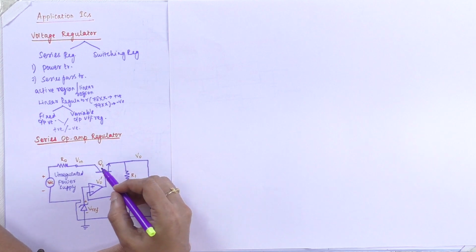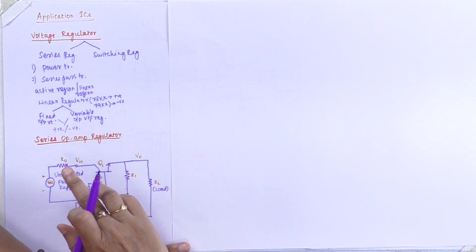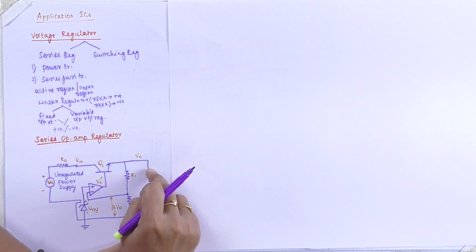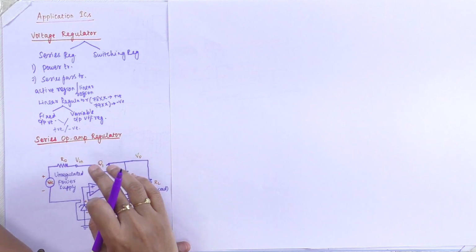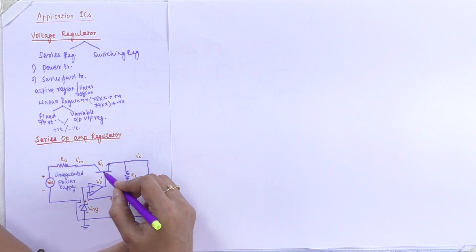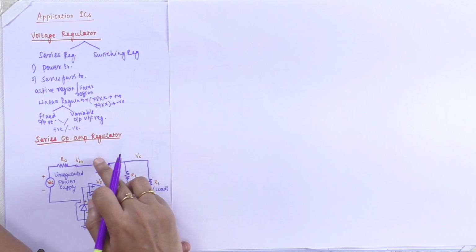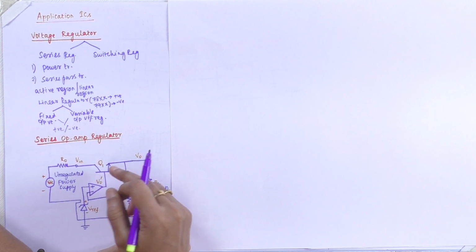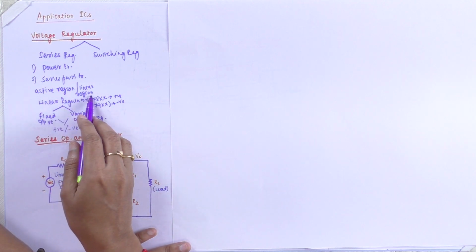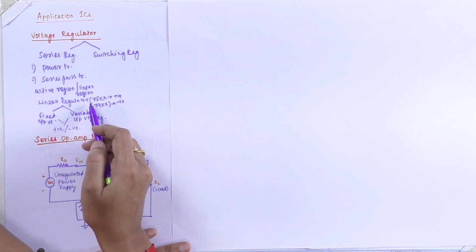As I mentioned, the power transistor is connected in series with your unregulated DC input voltage to the regulated DC load. Here the output voltage V naught is controlled continuously by varying the voltage across this transistor, and this transistor can conduct either in the active region or in the linear region. These are called linear regulators.